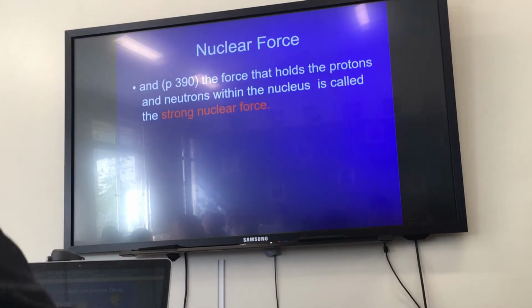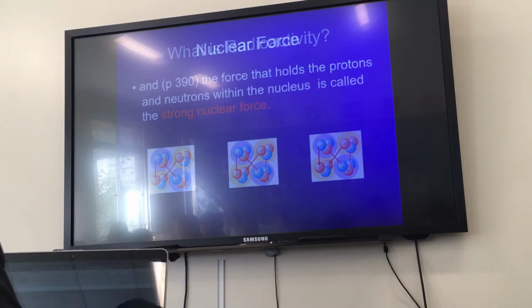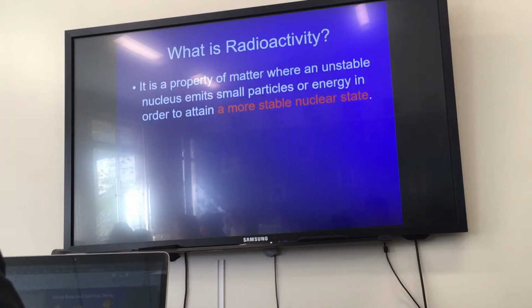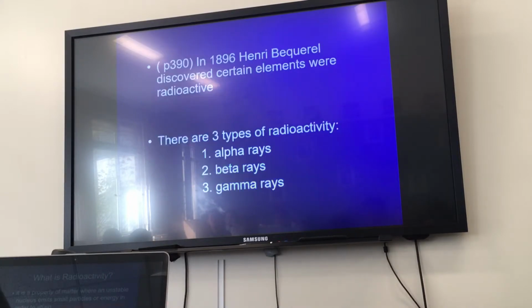The nucleus is held together by something called the nuclear force, and there are neutrinos and antineutrinos and so on. But what we care about is, what is radioactivity? When something is radioactive, the nucleus isn't very stable, so it changes the number of protons and neutrons by flinging off a particle or changing something. Becquerel discovered some radioactive elements, and there are 3 types of radioactivity: alpha, beta, and gamma.